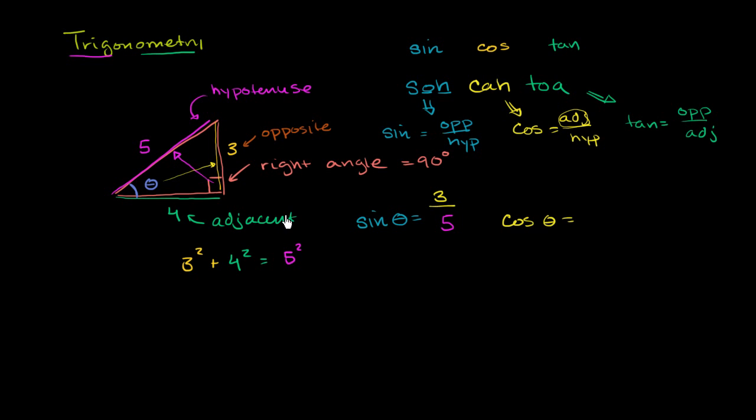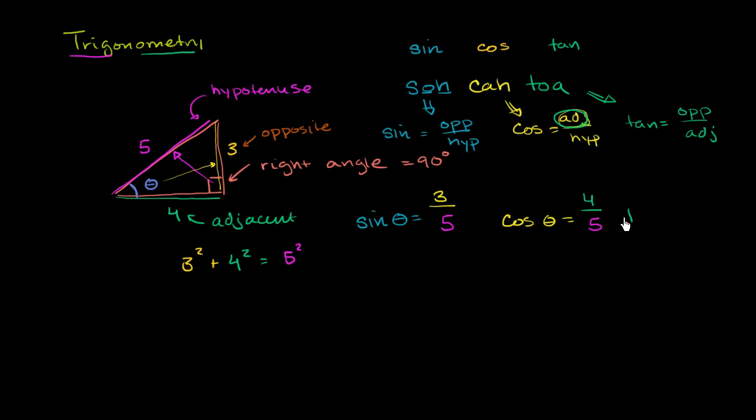Adjacent. And I want to be very clear. This only applies to this angle. If we were talking about that angle, then this green side would be opposite and this yellow side would be adjacent. But we're just focusing on this angle right over here. So cosine of this angle, we hear about adjacent. Well, the adjacent side to this angle is 4. So it is adjacent over the hypotenuse. It's the adjacent, which is 4, over the hypotenuse. 4 over 5.